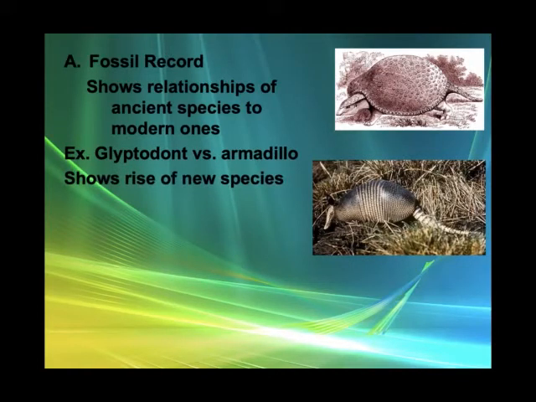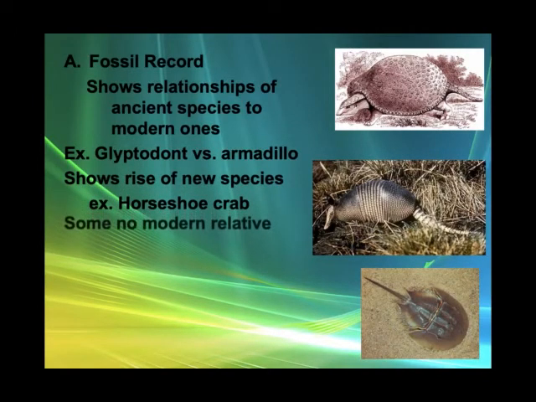The fossil record can also show the rise of new species. For example, the horseshoe crab. Horseshoe crabs you probably have seen if you've been to the beach at some point or maybe in a touch tank. They're actually more closely related to spiders than they are to crabs.